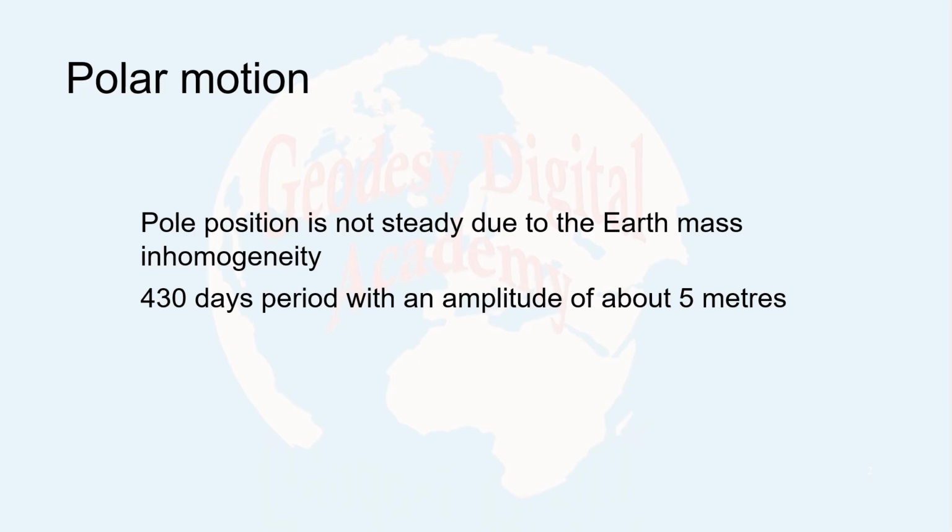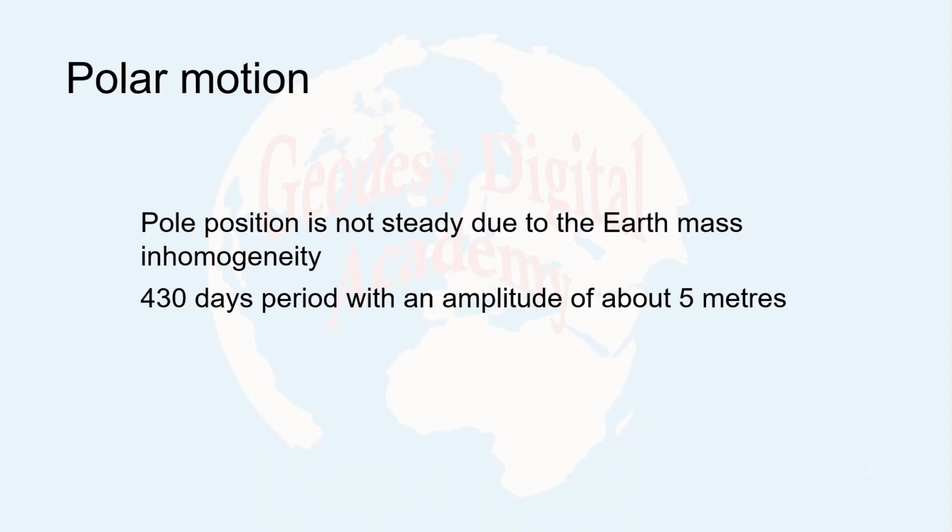What does it mean? It means that some places of the Earth are heavier than the other parts, or the opposite, some places are lighter than the rest. This causes that when the Earth rotates, extra movements are observed or irregularities happen in polar motion, the pole position. This movement has a period of about 1.2 years or 430 days with an amplitude of about 5 meters.